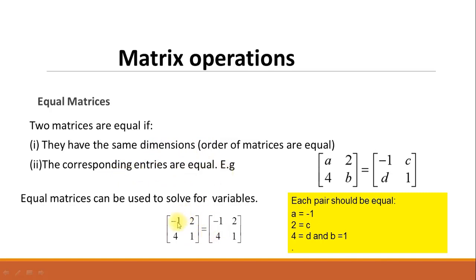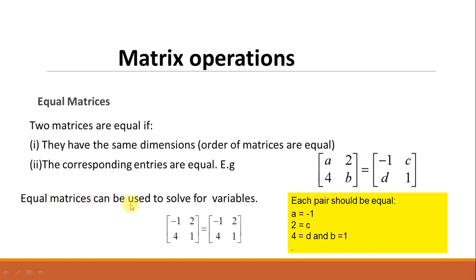For example, these two matrices are equal. In these two matrices we note that the order is equal and the corresponding elements are equal. This matrix has order 2 by 2 and this matrix also has order 2 by 2. So the order of these two matrices is equal and the corresponding elements are also equal. So these two matrices are equal matrices.